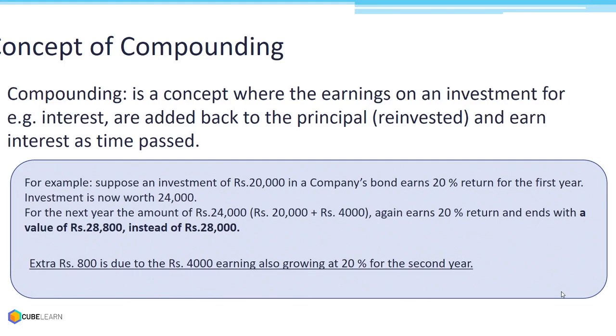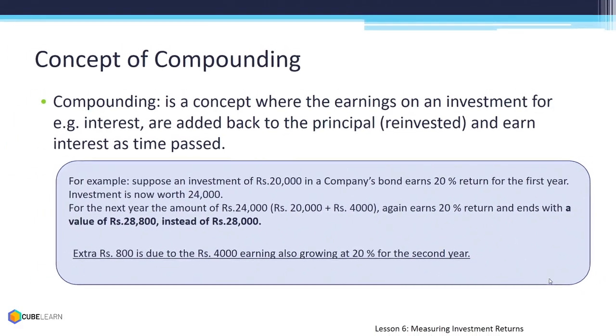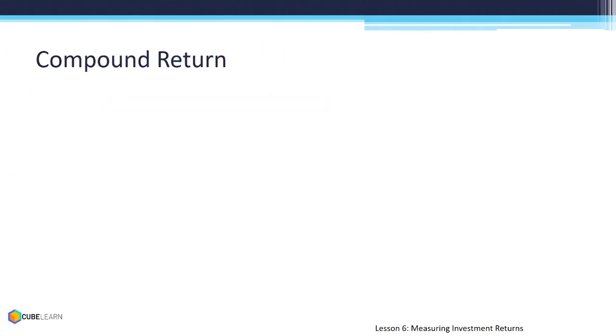As a personal exercise, calculate the corpus at the end of 3 years and 4 years where the interest is reinvested. Compounding is another way that makes the investor's money make money.